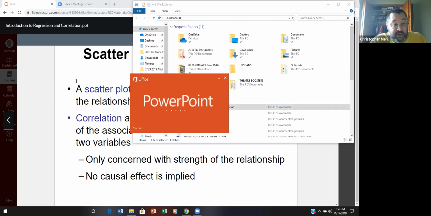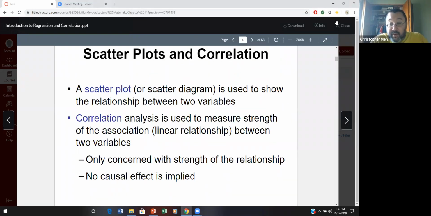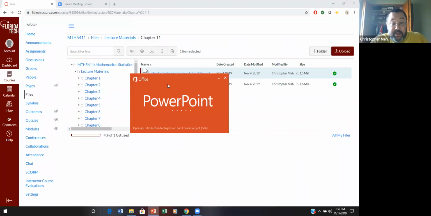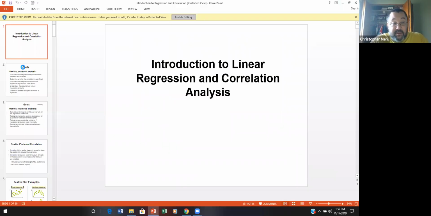I'm sharing it here through Canvas, but it's squeezing it funny. So let me open it up in PowerPoint here. You should still be able to see my screen.